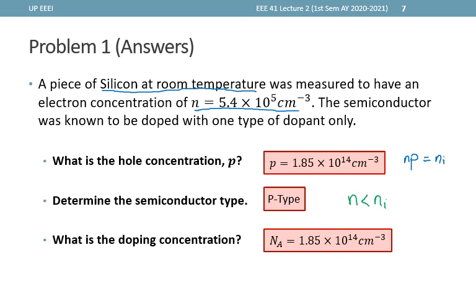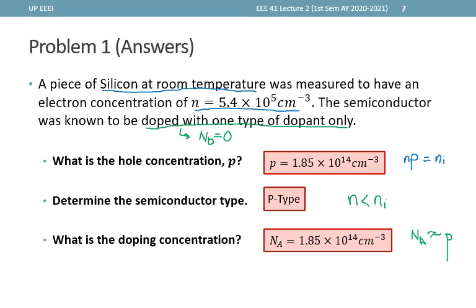So lastly, what is the doping concentration? We were able to show that we can assume that Na is approximately p, since p, the one we solved, is much greater than ni. We just forgot to include in our analysis that it was also given that the semiconductor was known to be doped with one type of dopant only. So given that it is p-type and doped with one type of dopant only, this justifies what we did, that Nd is equal to 0.